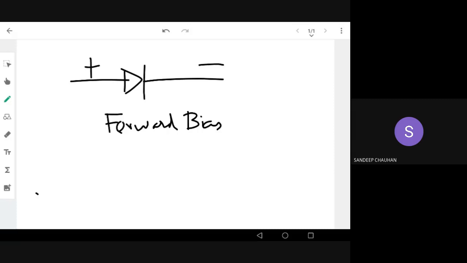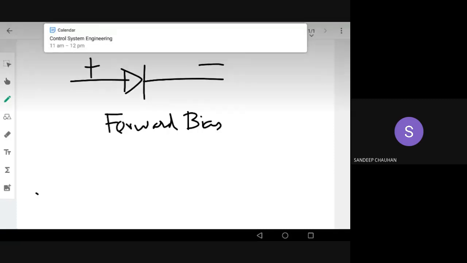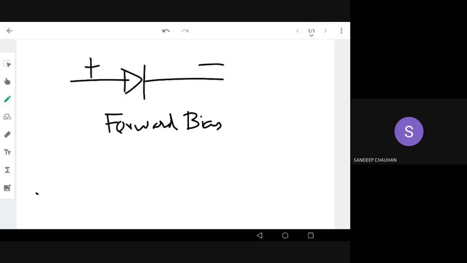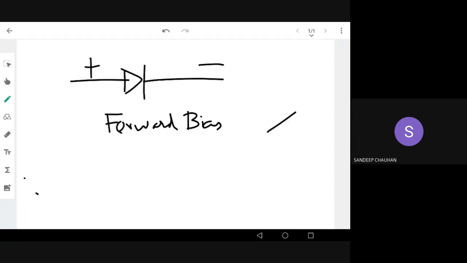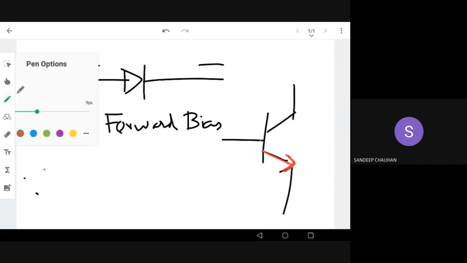Forward bias. Okay. Similarly, if I draw the NPN transistor, we know there is a diode in the NPN transistor. Definitely, there is a diode in the NPN transistor. This is a diode. So based on this, we can name the transistor. This is P, this will be N. So definitely this is N.